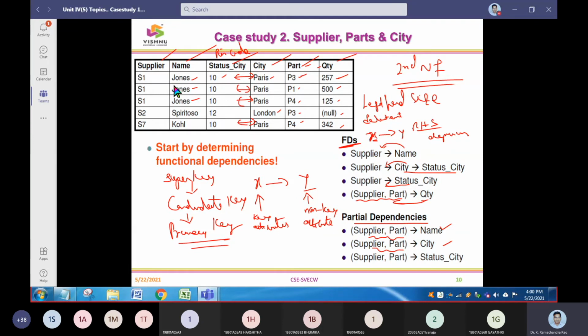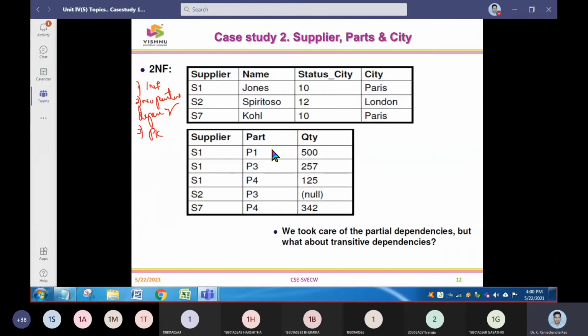Similarly, you can see here S1, S1, S1, name is going to be Jones. It is repeated 3 times. So we have some redundant values in the table. We need to go for decomposition. For eliminating such redundancy, there is quite a bit of relationship between parts and quantity as mentioned earlier, and we assume supplier is going to be the primary key here, and we decompose the table.